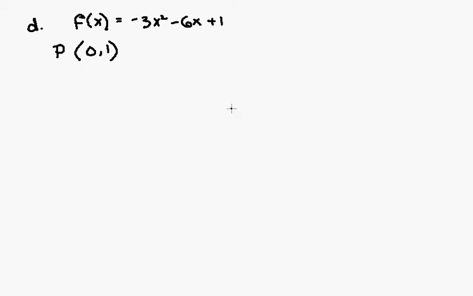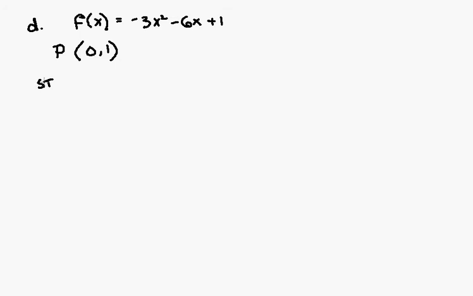So here we are with D, and we're looking at the function negative 3x squared minus 6x plus 1. One of the points on the parabola is 0, 1. We want to find another point on the parabola, and we're going to be looking for the reflection point. So the first thing we need to do is find the vertex.